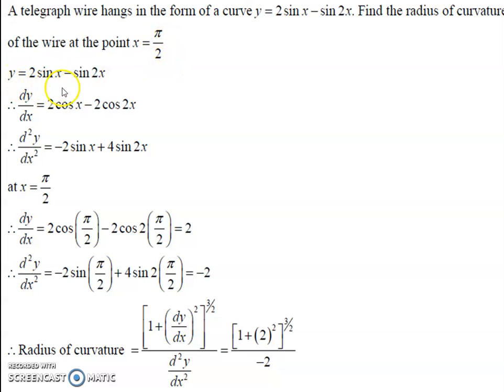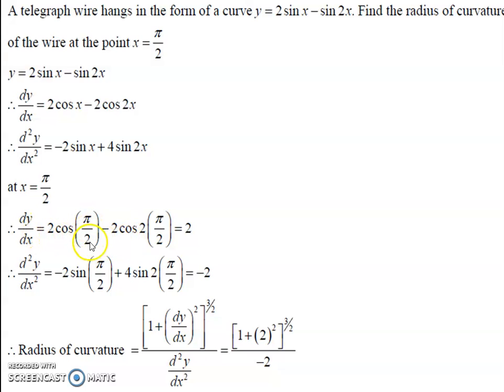We have y is equal to 2 sin x minus sin 2x. Taking derivative with respect to x, 2 cos x minus 2 cos 2x. Second order derivative d square y upon dx square. Cos x derivative is minus sin x. Cos 2x derivative is minus sin 2x into derivative of 2x, which is 2. That's why minus minus becomes plus, minus 2 sin x plus 4 sin 2x. Now we have to put x equal to pi by 2, already given.